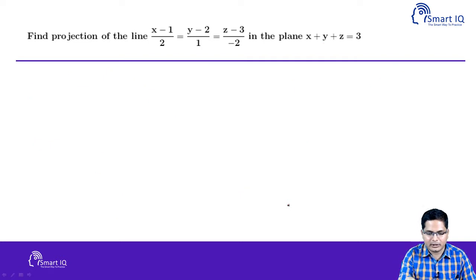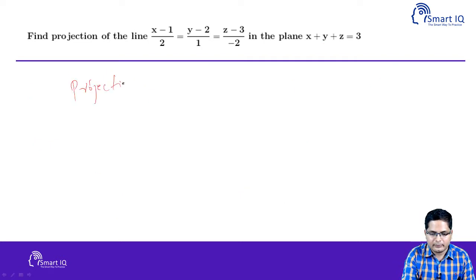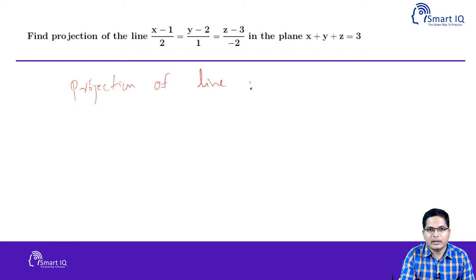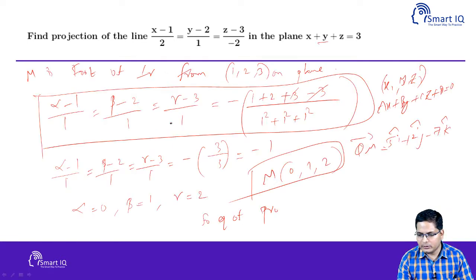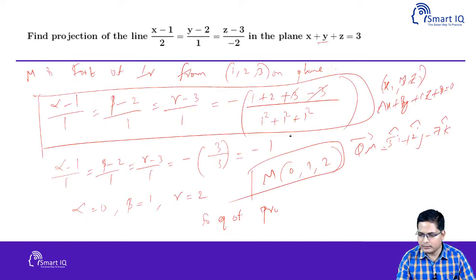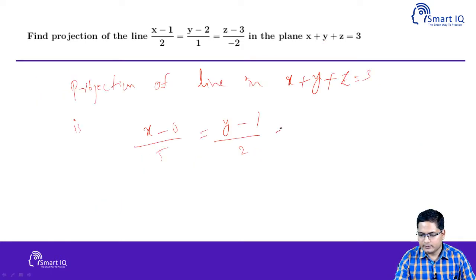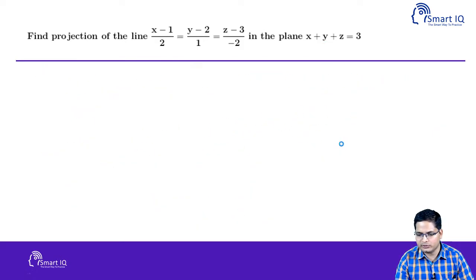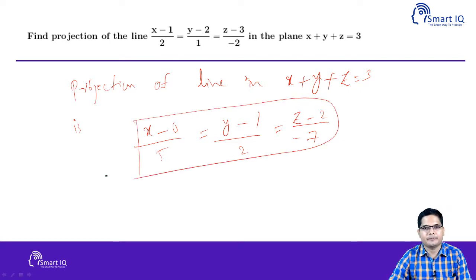So what is the equation of the projection of the line? Projection of the given line on the plane x plus y plus z equals 3 is given by: x minus, take the point M or Q, whichever you want, doesn't matter now. So I am taking M, (0, 1, 2). So (x minus 0) divided by the direction ratio 5, is equal to (y minus 1) by 2, and the last one is (z minus 2) by minus 7. The direction is (5, 2, minus 7), and (0, 1, 2) is the point. So this is the answer for the projection. So this is a way to find the projection of a line on a plane, right?